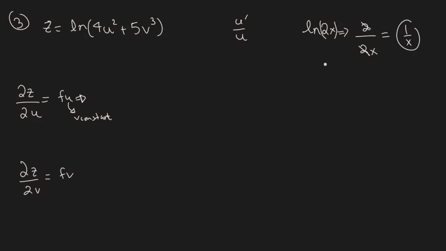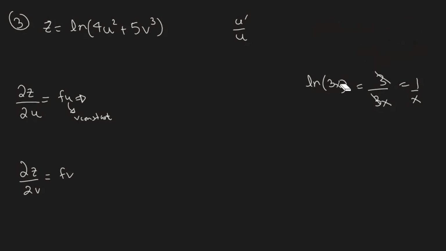So you cancel these 2's, and then you're left with 1 over x. So I hope you get it. So let's do another problem. What's the derivative of ln of 3x? You have to do u prime over u. So u is this inside function, so you write it at the bottom, 3x, and what's the derivative of 3x? It's simply 3. So you cancel these 3's out, and then 1 over x. Okay, so I hope you recalled how to find the derivative of ln of x.